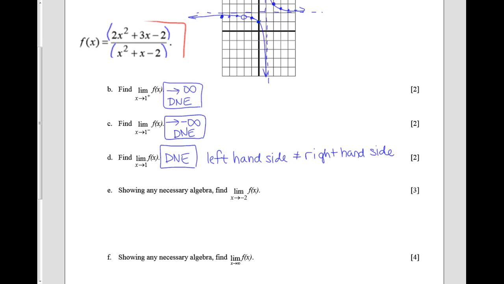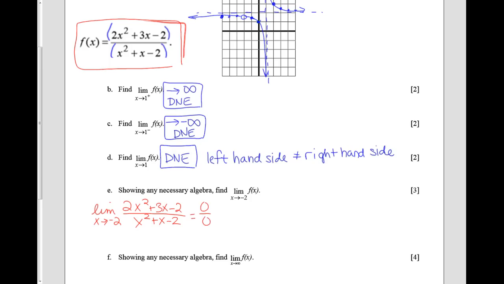All right, question E says, showing any algebra necessary, find the limit as x approaches negative 2 of f of x. F of x, I rewrote it down right here. So I have 2x squared plus 3x minus 2 over x squared plus x minus 2. So if I were to plug negative 2 into this thing, what I find is that I get 0 over 0, which is indeterminate. That's not a good answer. Indeterminate means I need to try to determine what the answer is. The way I'm going to do that is by factoring.